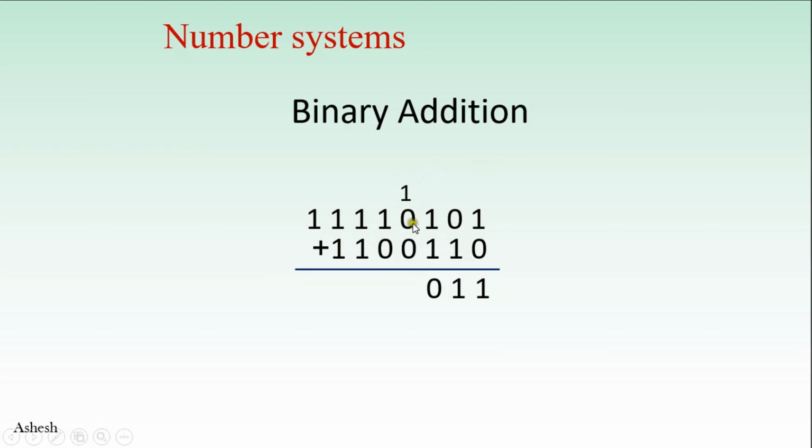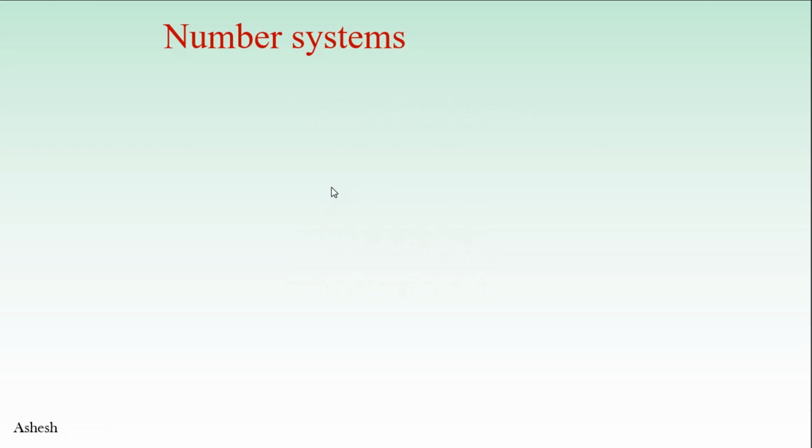0 plus 0 is 0, and carry 1 is 1. 1 plus 0, 1. 1 plus 1, 10. We have carry 1. 1 plus 1, 10, and 10 plus carry 1 is 11. We write down 1, and we have carry 1. 1 plus 1, 10. Okay. Another one.